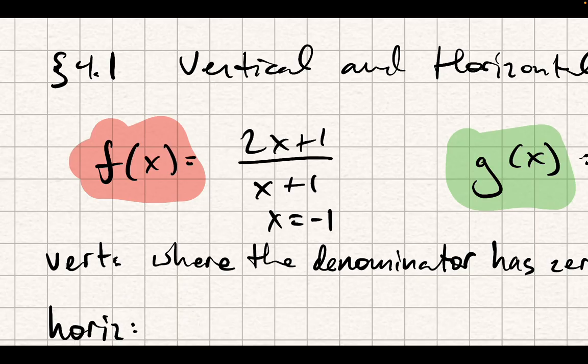So what is my... don't say it, don't help him. Where is my horizontal asymptote? 2. That is not the correct answer. I'm not going to accept "horizontal asymptote equals 2." No. y equals 2. There you go.